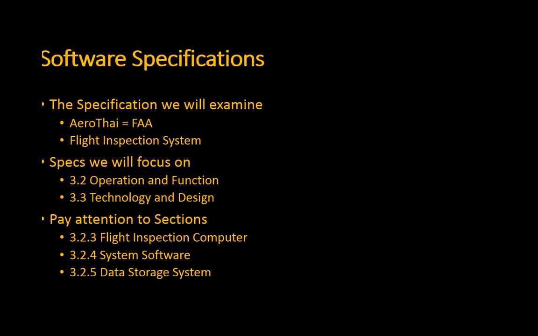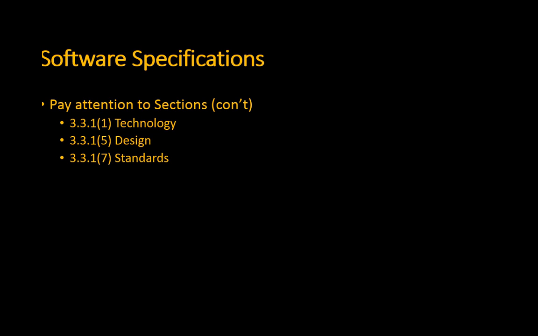As you're going through these two sections, pay particular attention to the sections that deal with the flight inspection computer, the system software, and the data storage system. Pay particular attention to the following subsections. 1, which deals with the technology. Subsection 5, that deals with the actual design of the equipment. And subsection 7, that talks about the standards.